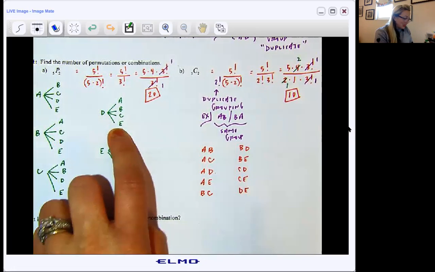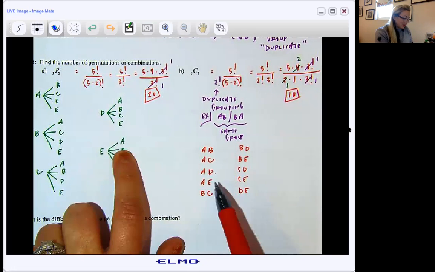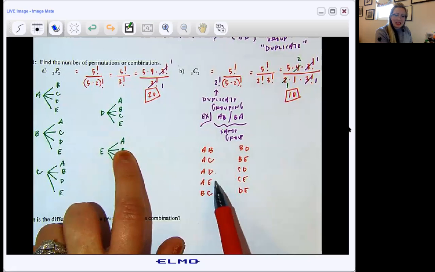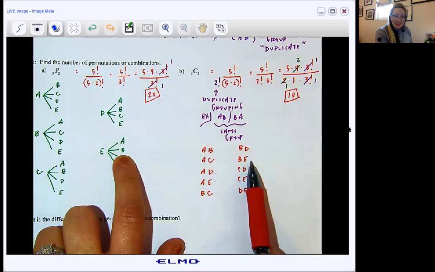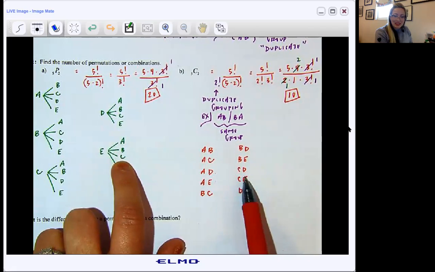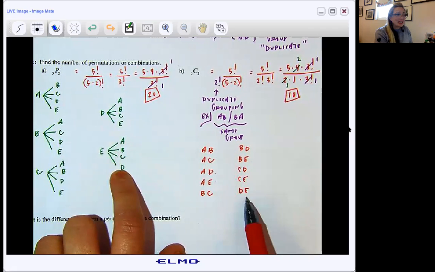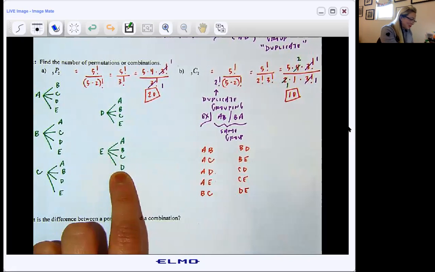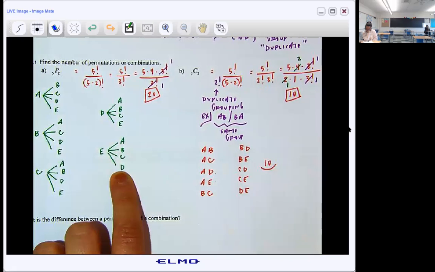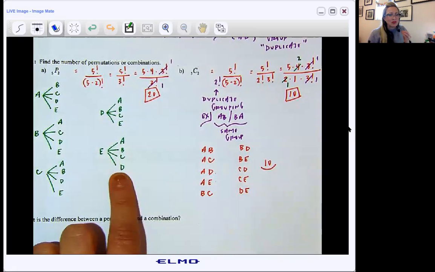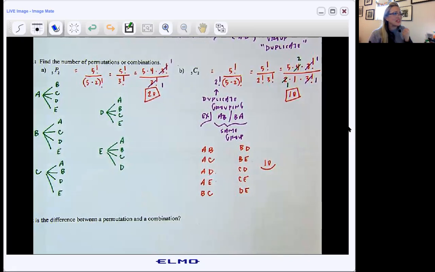All of these ones here have already been covered, right? Here's EA is the same as AE. EB is the same as BE. EC is the same as CE. And ED is the same as DE, right? So I see my 10, right? I can see my 10 without any duplicates, right? Because we've divided out those duplicate groupings. It's just like the letters.